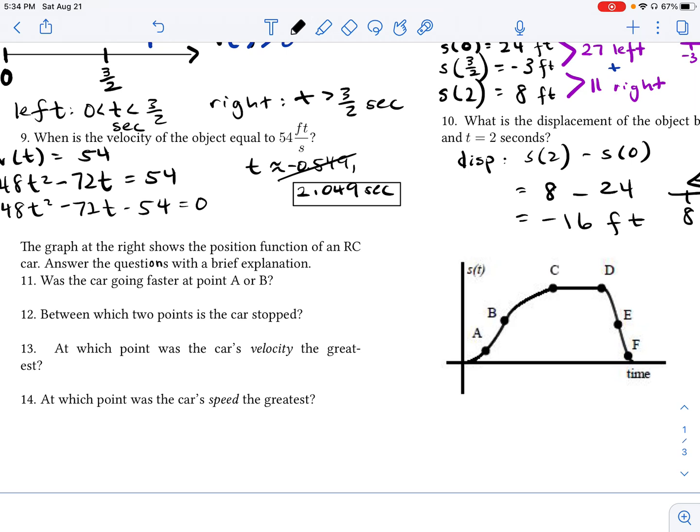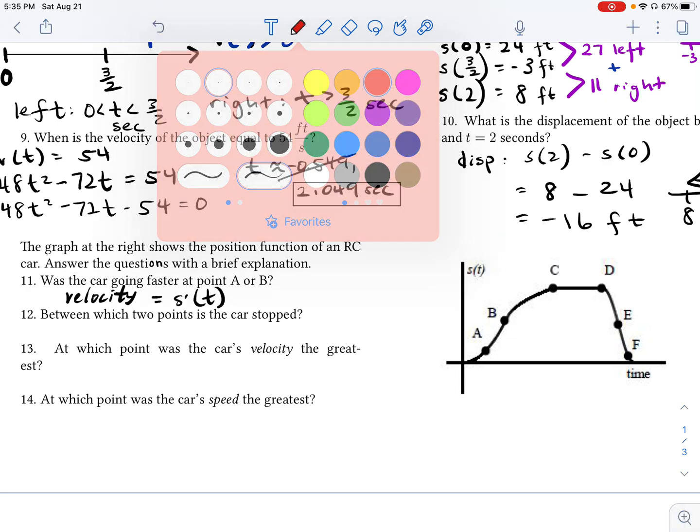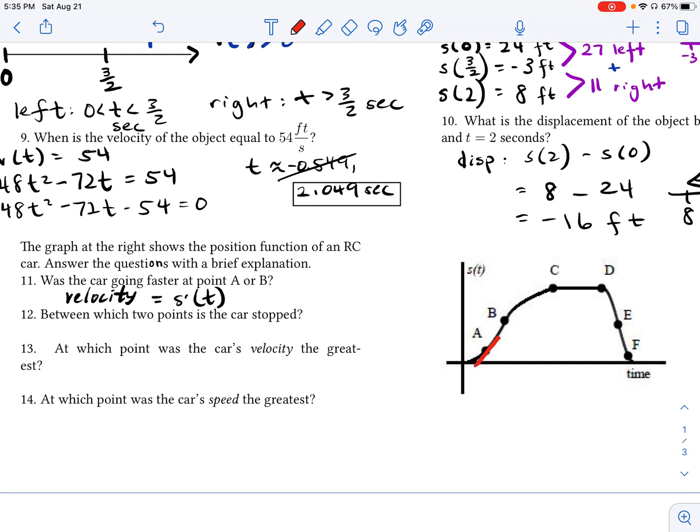All right, so we have a graph that shows the position of a race car or an RC car. Was the car going faster at point A or point B? Well, we want to look at the velocity to determine whether it's going faster. And again, velocity is simply the derivative of our position function. And what did we say early on that a derivative was? It represents the slope of the tangent line. So if that's the case, then we can just compare the slopes of the tangent lines here. I don't want to put an arrow there, but we're just comparing these tangent lines here. I actually probably should put it on the other side.